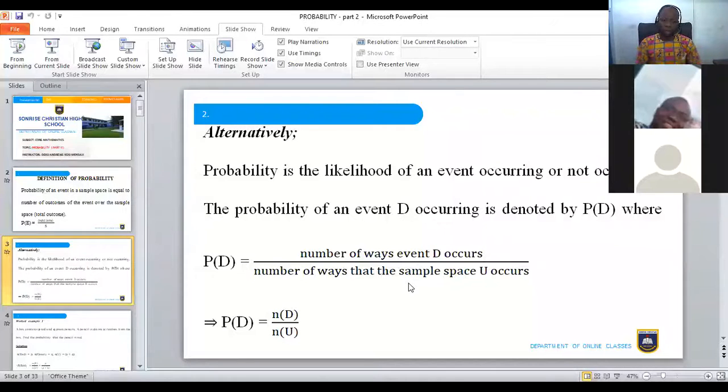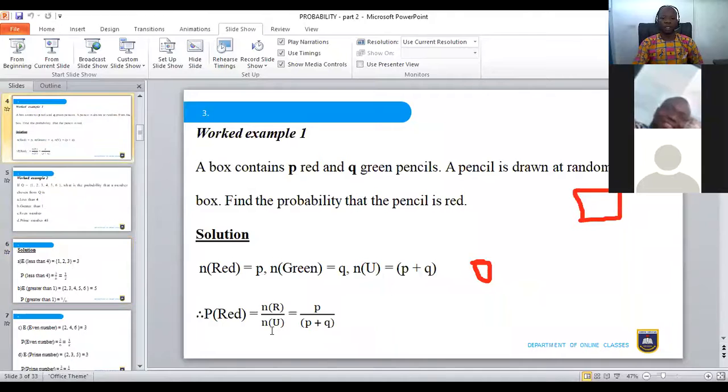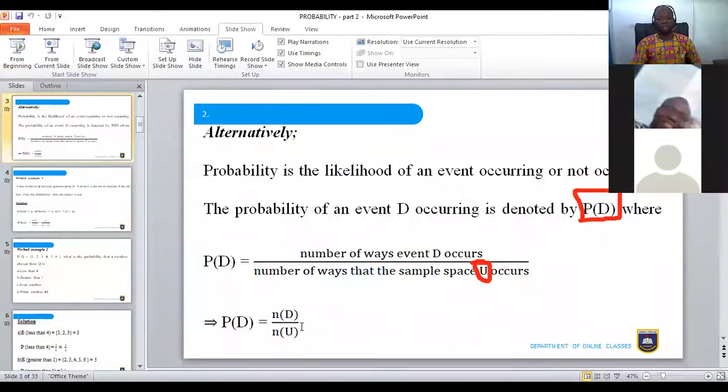So, the probability of an event D occurring is denoted by the expression that I've circled there, where the probability of D equals the number of ways event D will occur divided by the number of ways that the sample space will occur. We also use the union symbol to represent the sample space, and that will give us the probability of D equal to number of D over the number of U. That is the formula for finding the probability of an event occurring.